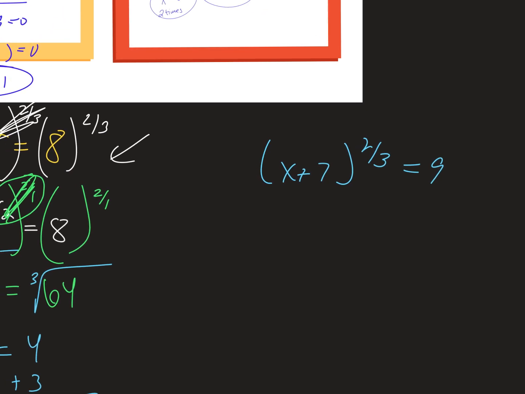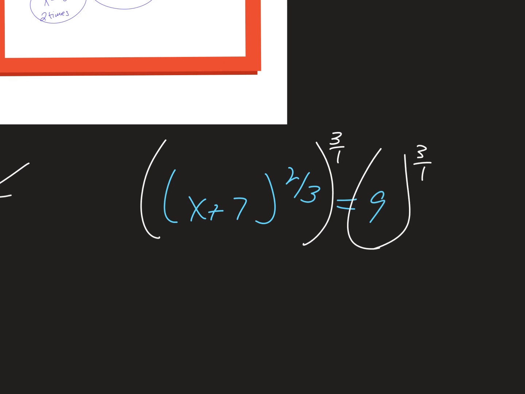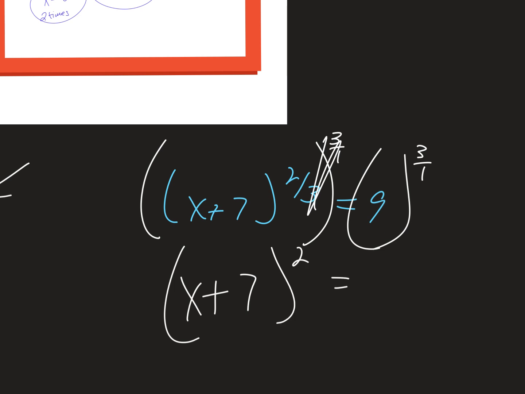So let's do this problem. Same exact thing. I'm going to raise to the denominator. So I'm going to raise both sides to what power? The 3 over 1. So 2/3 times 3 over 1 gives me x plus 7, what? Squared equals, what's 9 to the 3rd power? 729, okay.